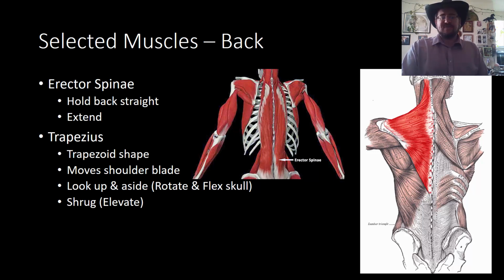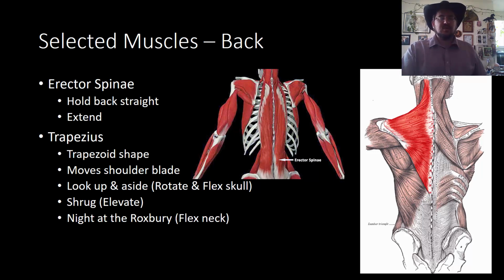So that's elevation. That's actually literally the anatomical term for that movement. Elevate. And you can do neck flexion alone without skull rotation. So that, God, Night at the Roxbury, that's a reference no one's going to get, but essentially just head side to side like oh my God. That's all trapezius action. So, lots of stuff with the trapezius. Right? Shrugging.